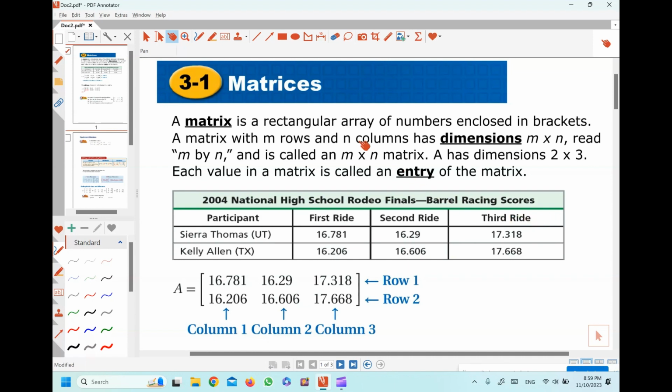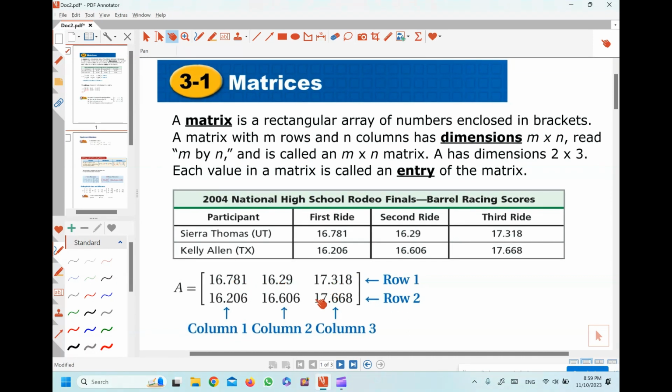There's another thing we need to talk about. It is the entry. Entry is the elements, the values that are given in the matrix. So here we have 1, 2, 3, 4, 5, 6 entries. So those numbers are all called entries.